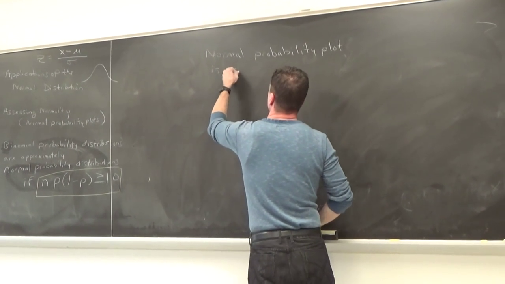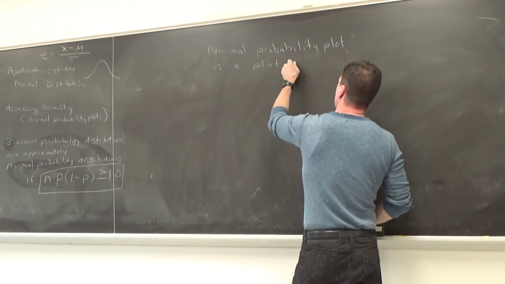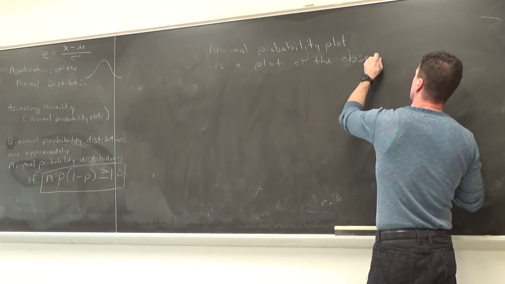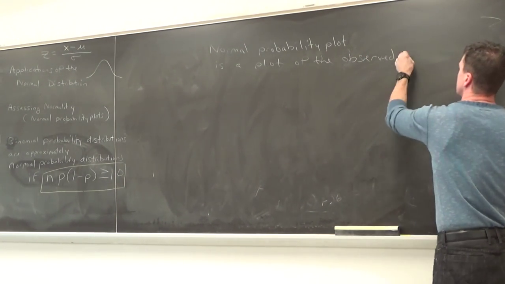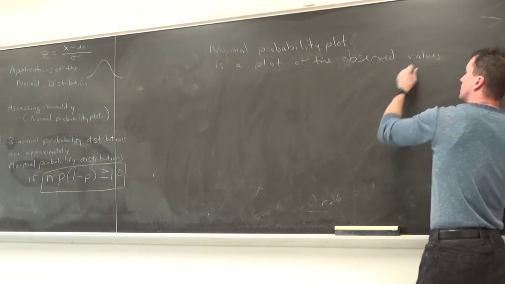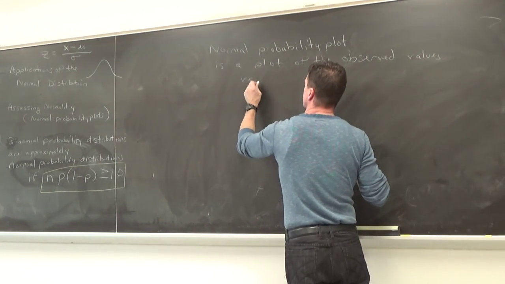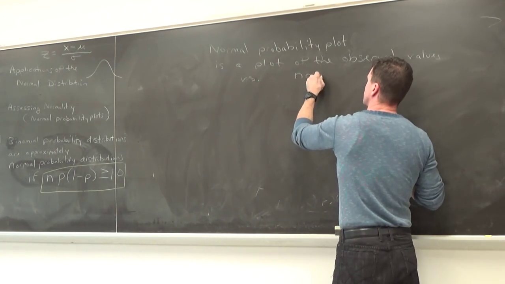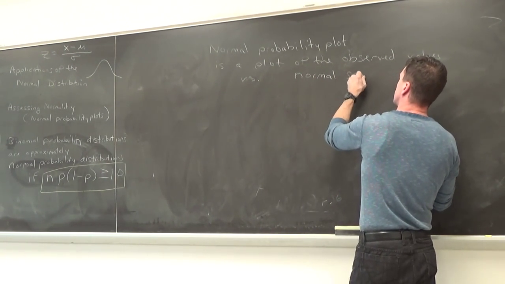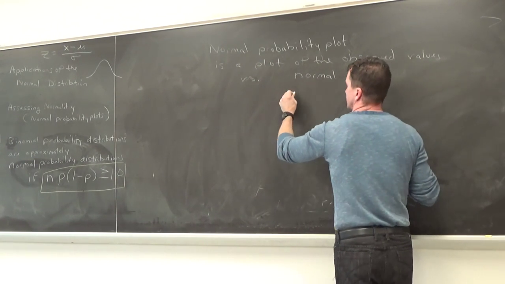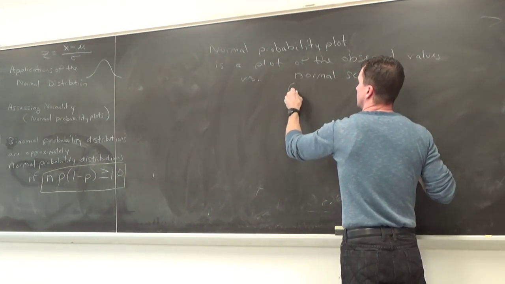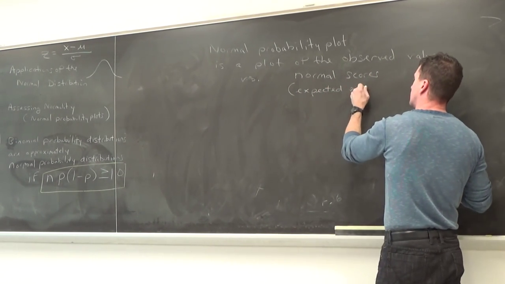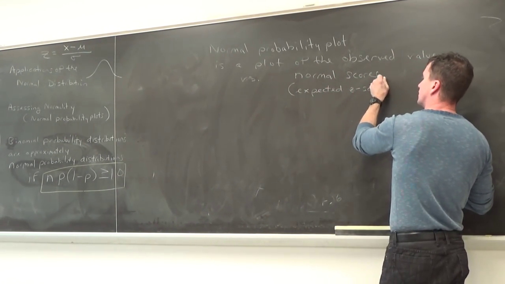is a plot of the observed values. Those are the actual data values. Versus the normal scores, and I'm going to put in parentheses, the expected Z scores. Okay. Here's a little formula that it is.